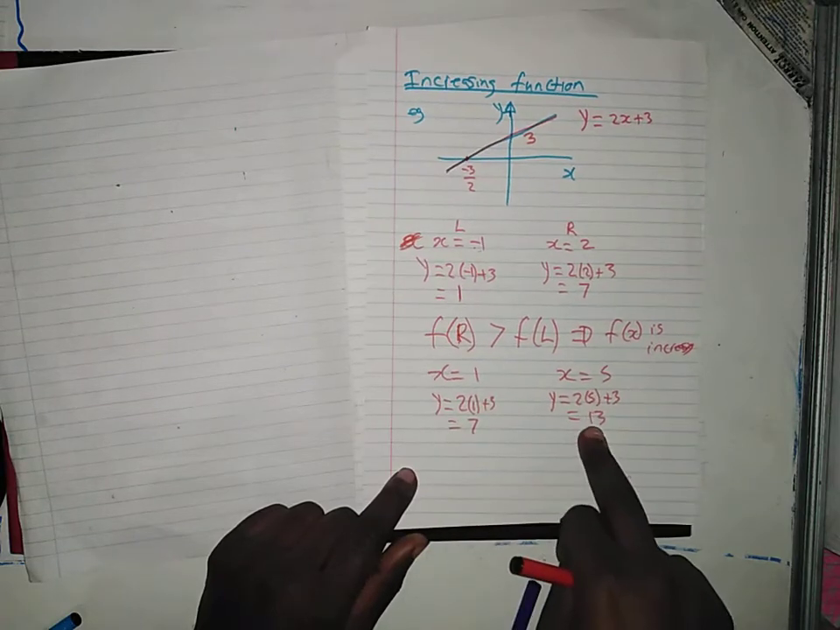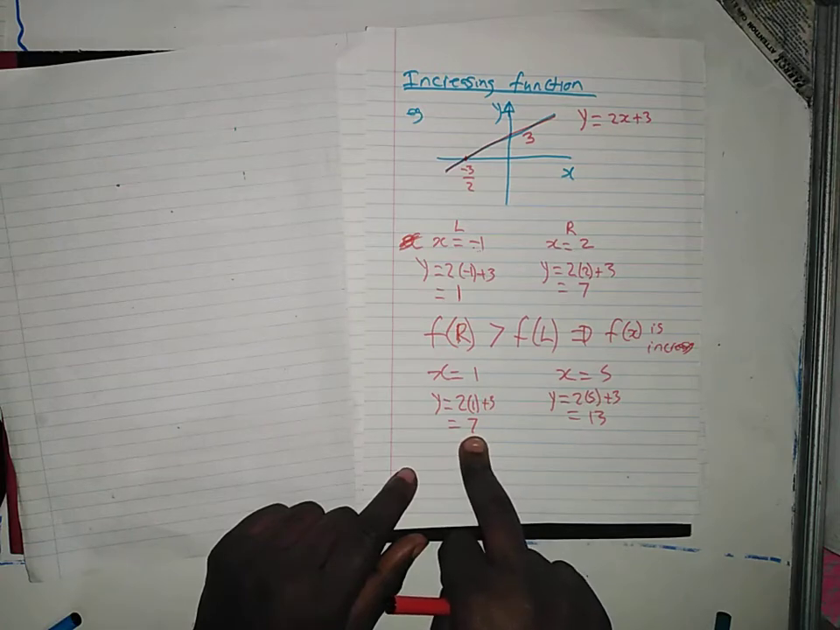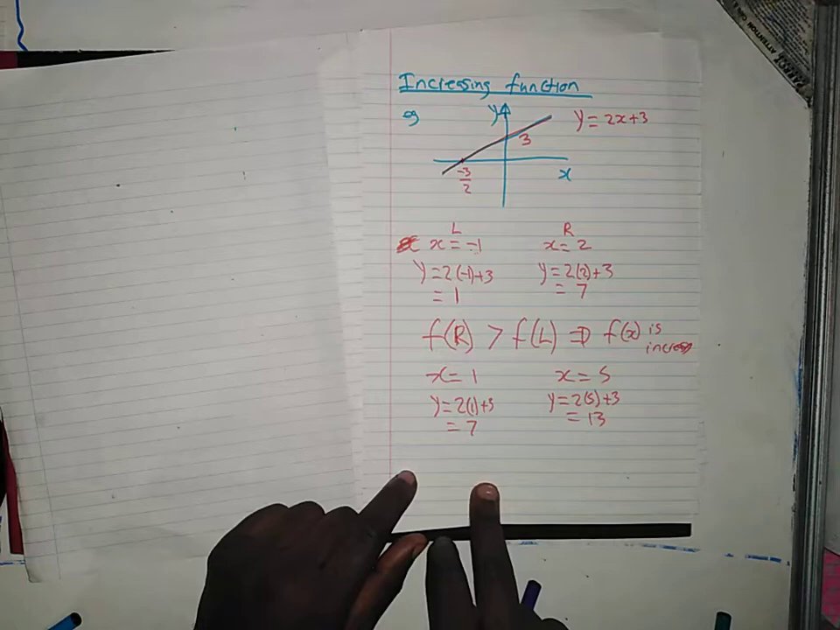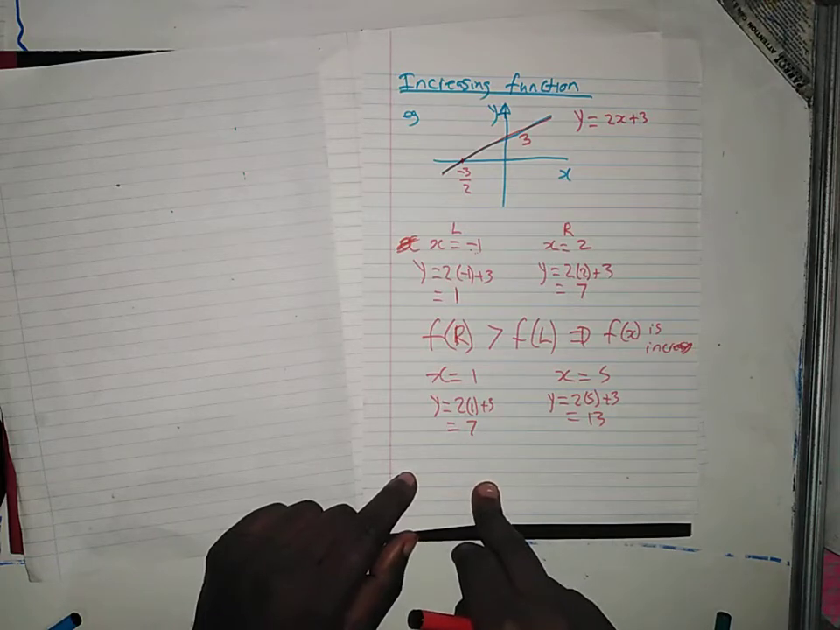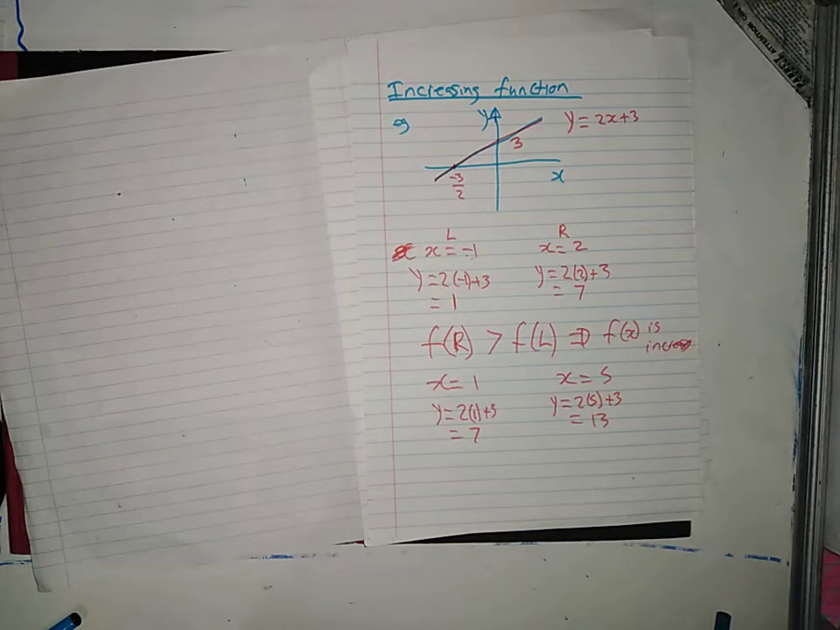Your evaluation at the right is greater than the evaluation at the left. So f of R is greater than f of L. So because of that, the function is increasing. So it does not matter, people. You can pick any value, I don't care, as long as one value is on the left and one value is on the right. Okay? Now, if you then evaluate these values and you find that the evaluation from the right is greater than the evaluation on the left, then for sure, that is an increasing function.